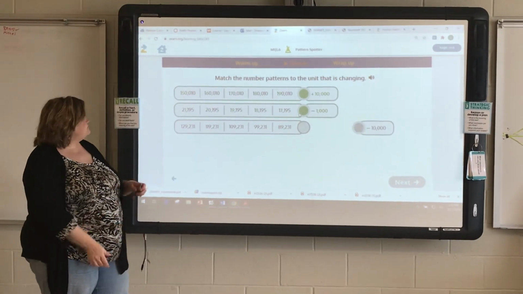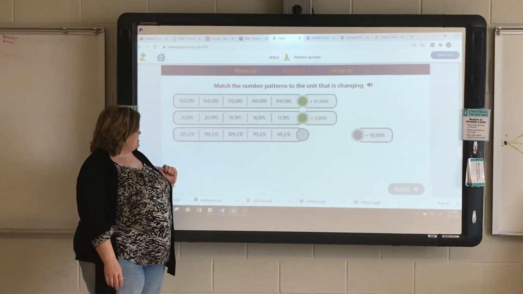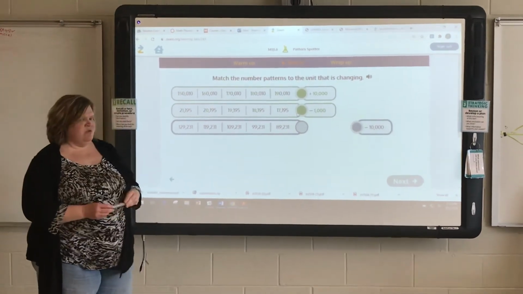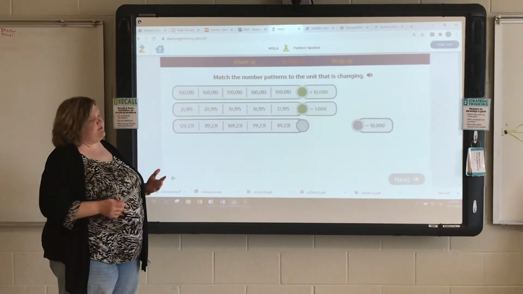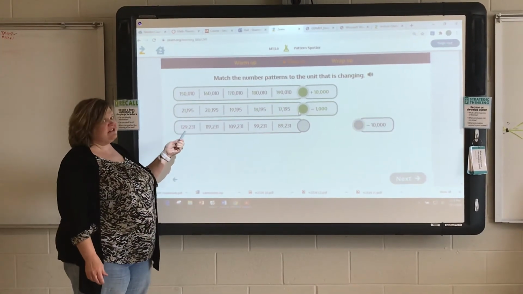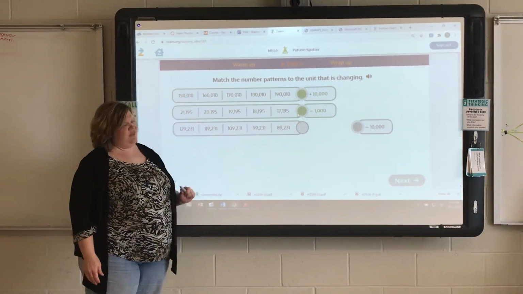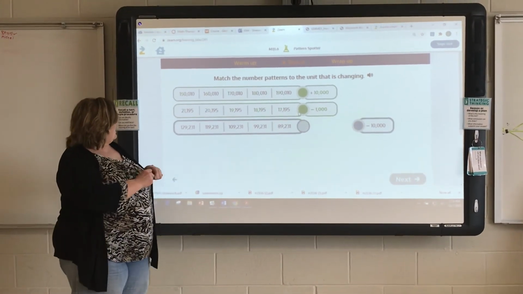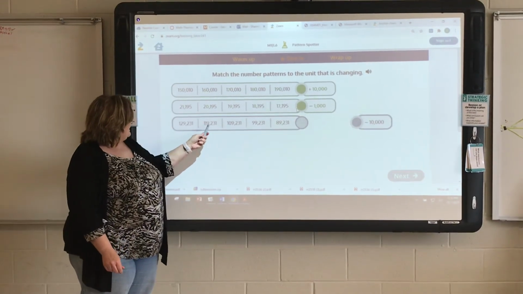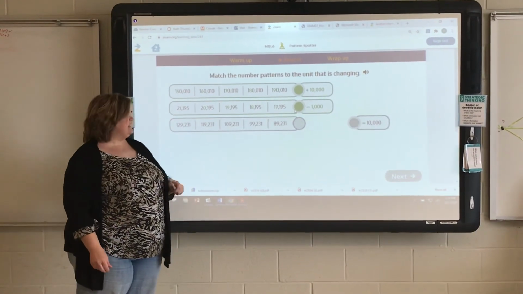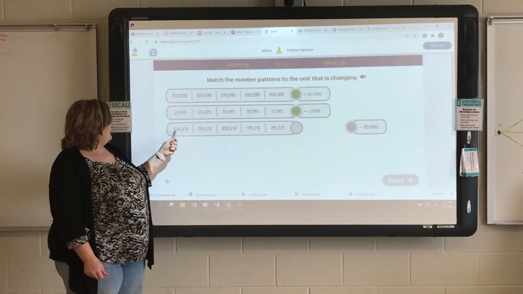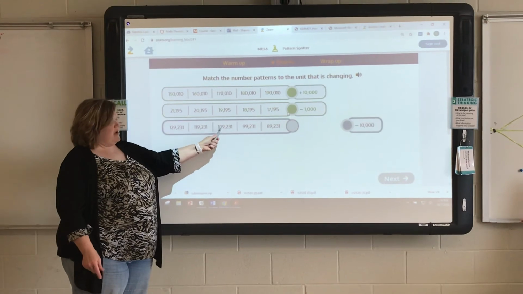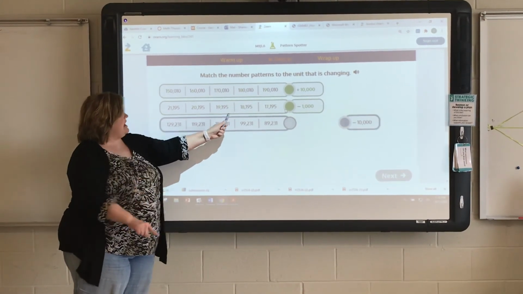And our last one, 129,231, all the way to 89,231. Definitely know that one's decreasing because 129,000 is a lot more than 89,000. So what number is changing? Well, looks like my 9 in the 1,000 spot stays the same. But in my 10,000 spot, it goes down. 2, 1, 0, which would be 10. So if I take 1 away, it's 9.